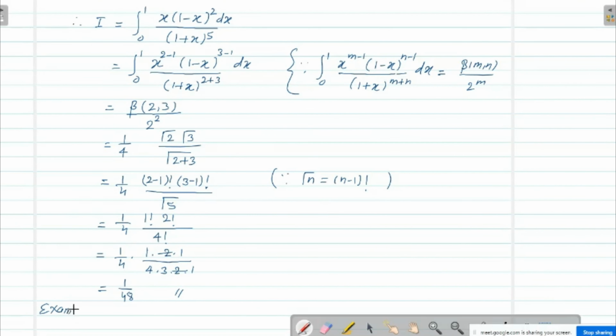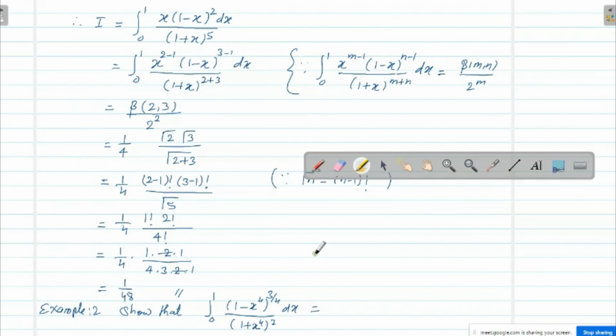Example number 2, so that the integration with limits 0 to 1 of (1 minus x raised to the power 4) to the power 3 by 4, divided by (1 plus x raised to 4) squared, dx, equals 3 pi root 2 divided by 16 into the 4th root of 2. You have to prove this.